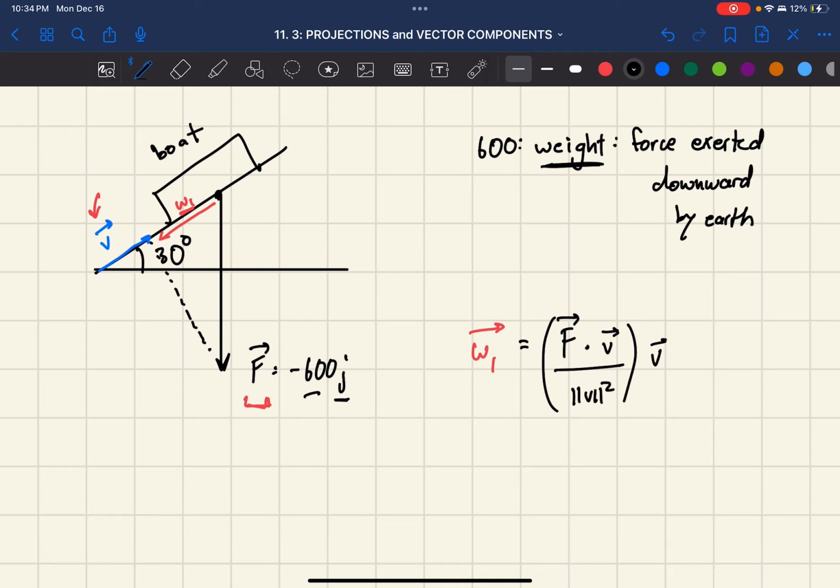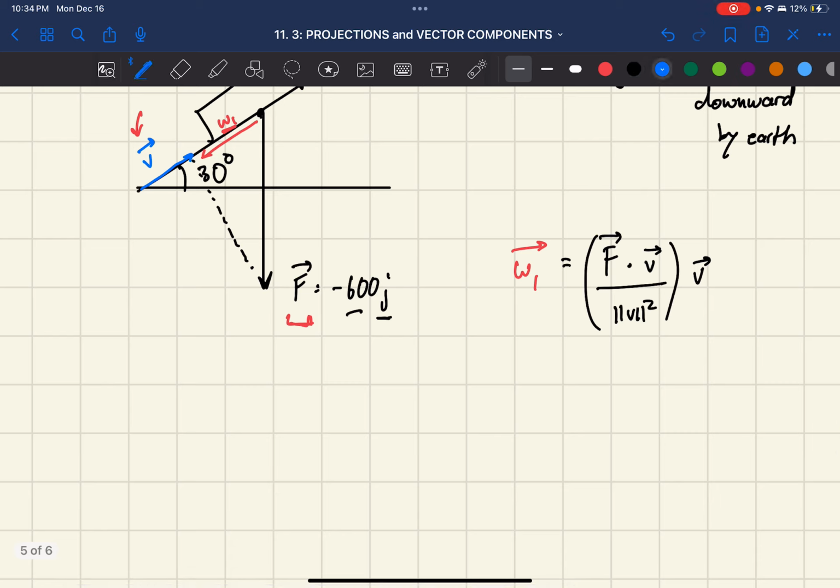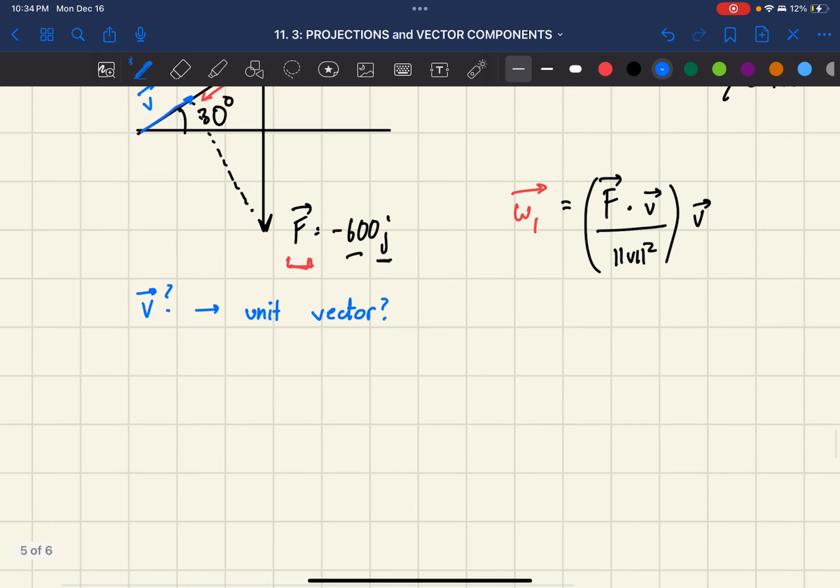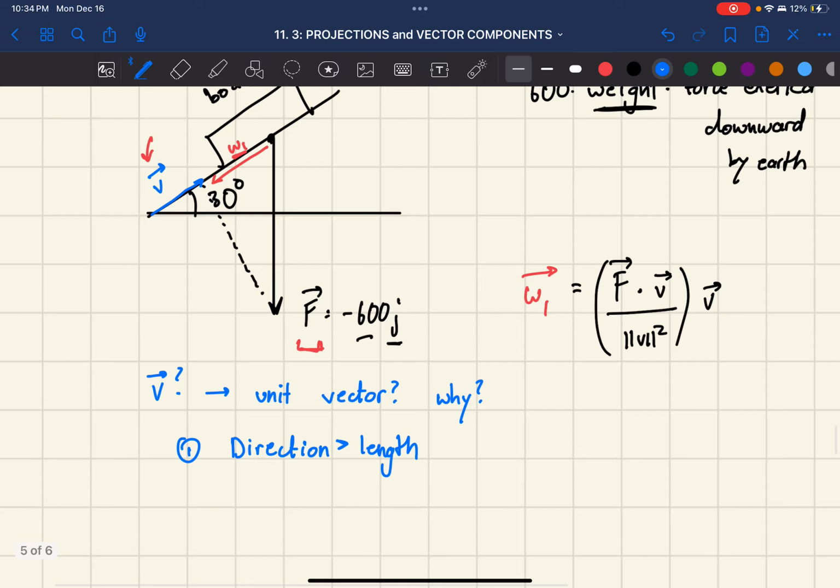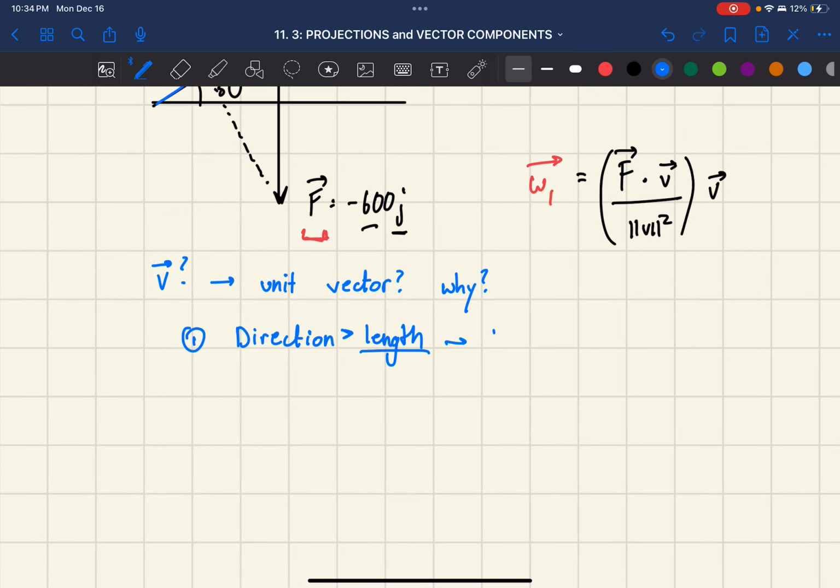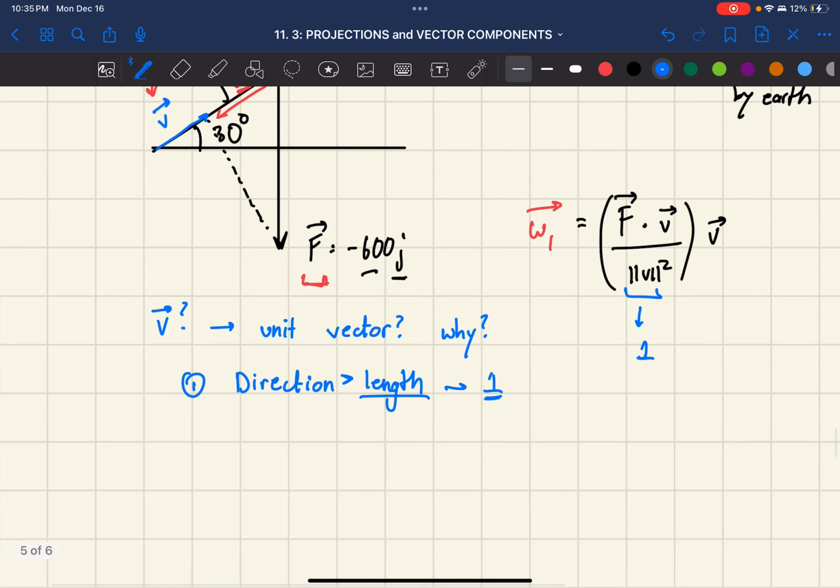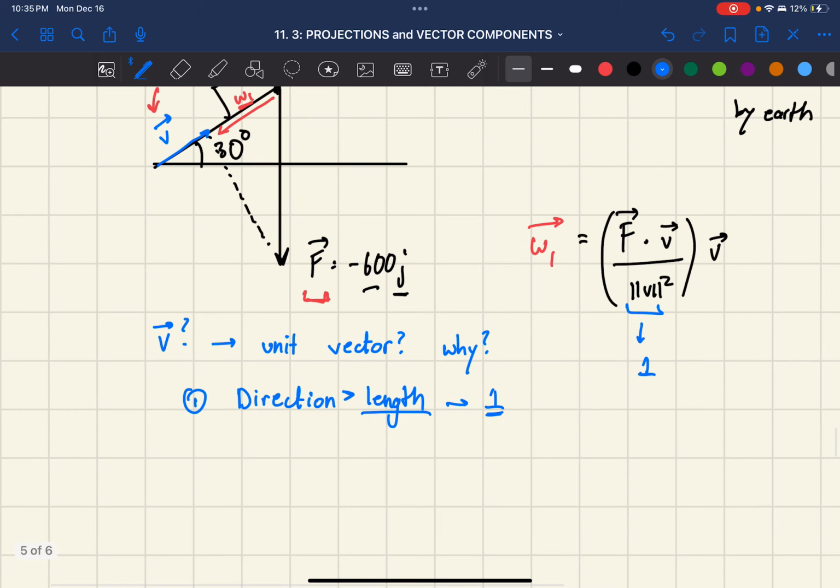Now, what do we make V? Because it wasn't given to us in the problem. I'm going to make it a unit vector. But why? Why would I make it a unit vector? Well, remember, the direction matters more than the length. This is key. It means that the length could literally just be 1, and that would simplify our calculations massively, because the denominator just becomes 1. As a result, when we take a unit vector, our mathematics becomes much easier, while at the same time preserving the direction and the final answer.